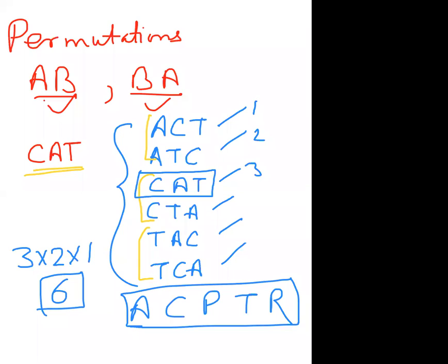What is the rank of cat in the given arrangements of the dictionary order? This is the dictionary order, the increasing order. So in the dictionary order, cat will get the rank 3. So how will the question come? In how many ways can the word cat be written in the dictionary? The words may or may not have any meaning.